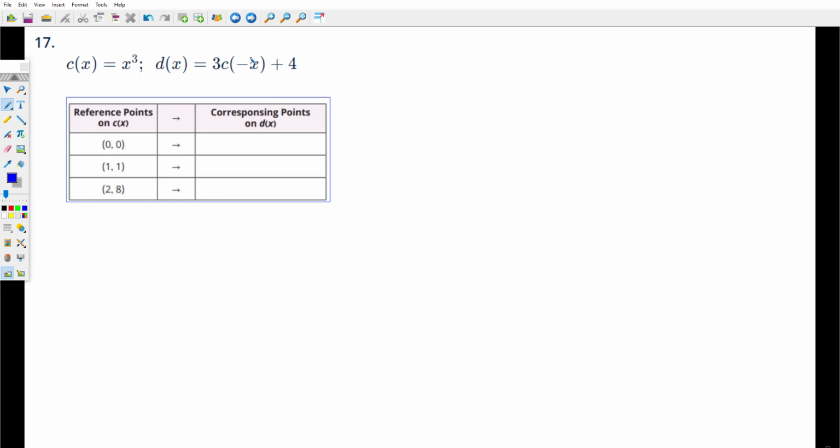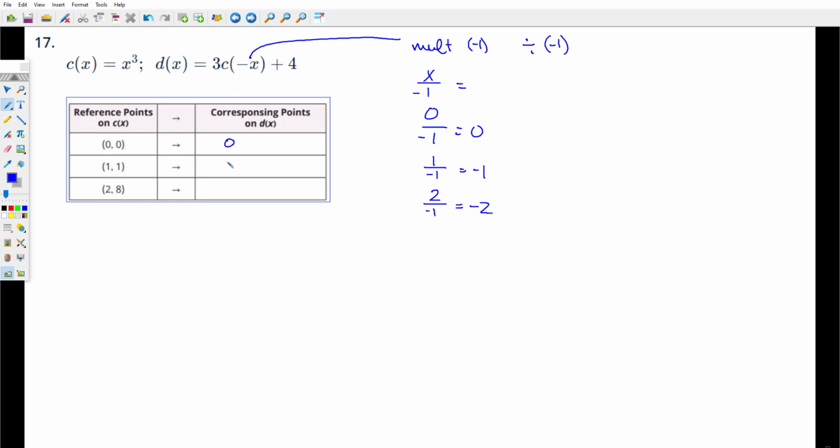Here our x's are multiplied by negative 1. So that means I need to divide by negative 1. And so x divided by negative 1. So 0 divided by negative 1 is going to give me 0. 1 divided by negative 1 gives me negative 1. 2 divided by negative 1 gives me negative 2. So those are my new x's.